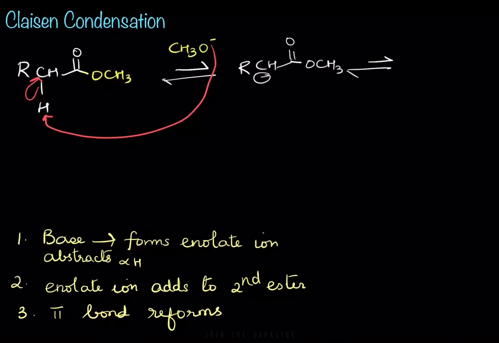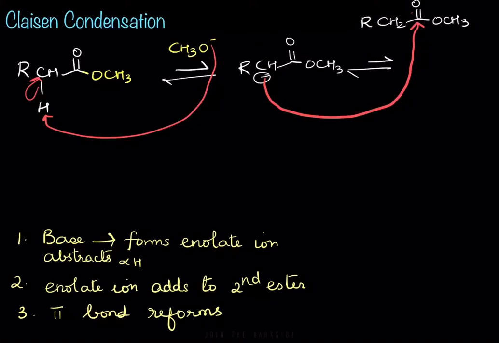And in the next step, the second molecule of ester comes in. The enolate ion will add to the carbonyl carbon of the second molecule of ester and push these electrons onto oxygen. Until this point, it's exactly the same as aldol condensation. So now oxygen will have its negative charge.